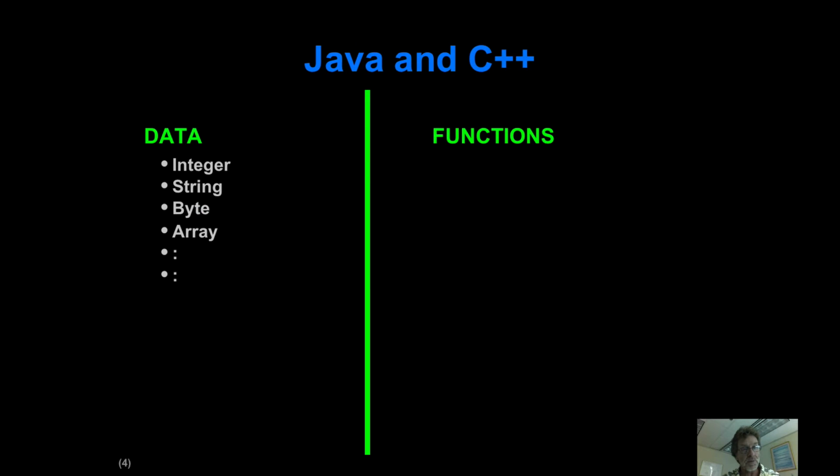Okay, so here's the basic deal. In Java and C++, the way you're taught it is that on one side of the world you've got data, like your integer, your string, your byte, your array, what have you. And on the other side of the world you've got functions, and you declare them differently from data, and you manipulate them differently from data, and they just seem like completely different kinds of things. Maybe you've never even considered anything different, if these are the only languages you've used.